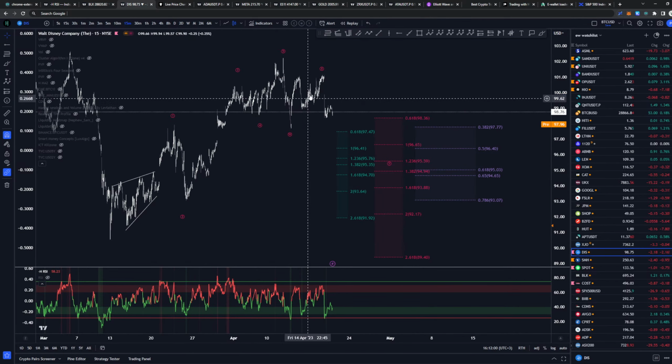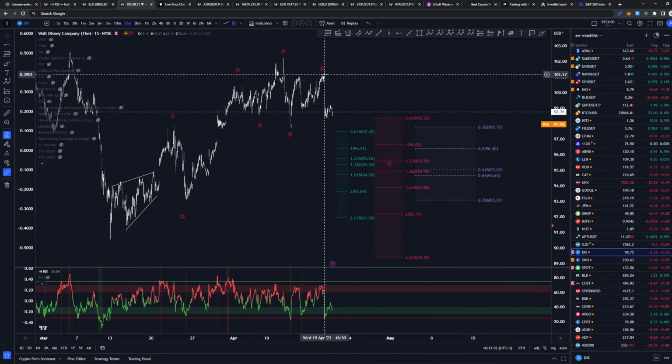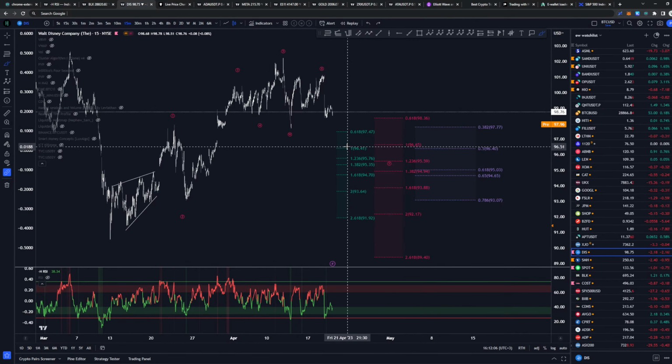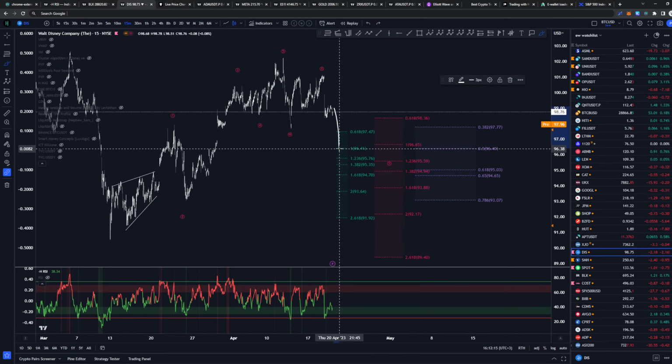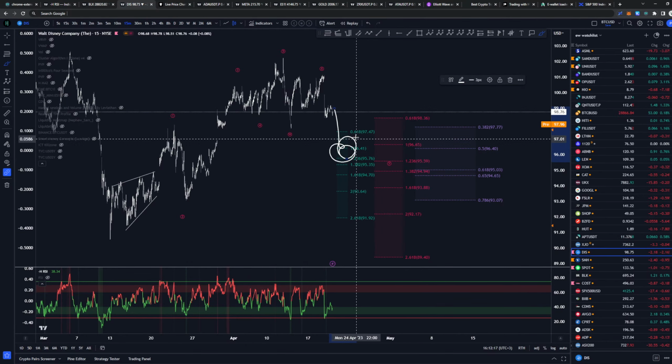And there we go. Depending, of course, if we go higher than this one, we need to re-look into these extensions. But I think I'll just set an alarm here below these lows. And if we take out those, we can be looking for long setups here.